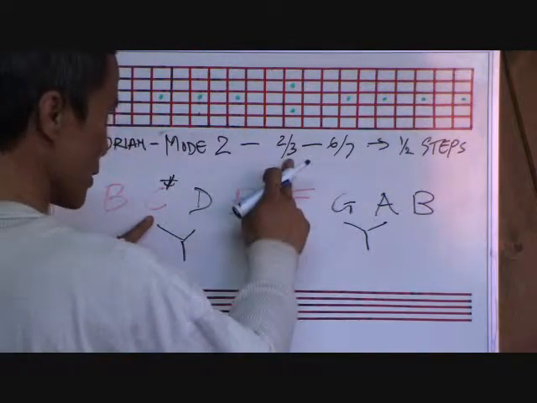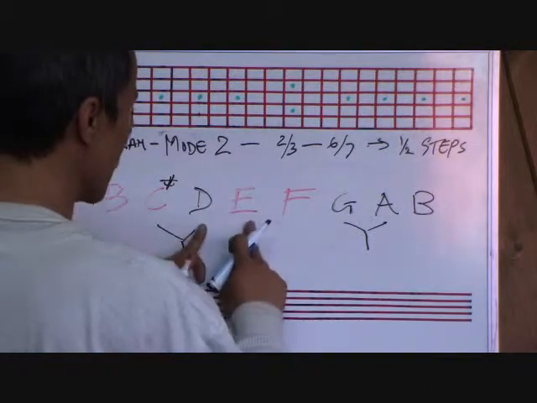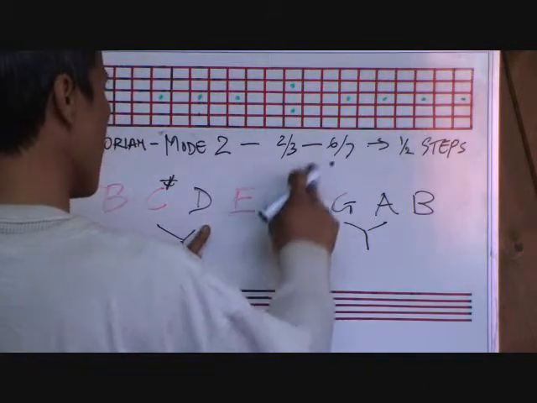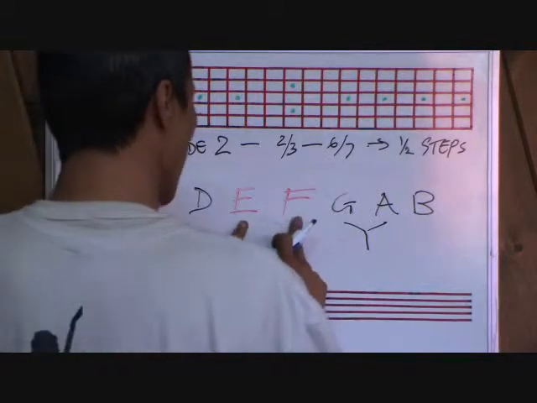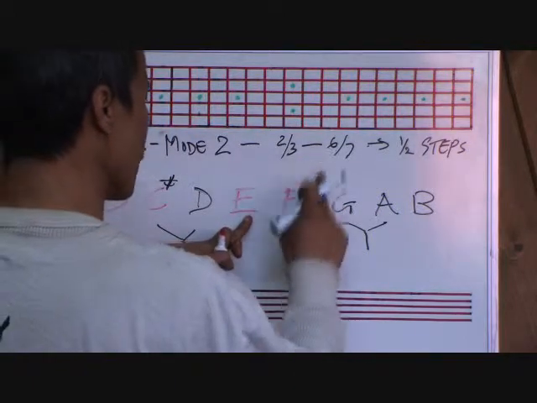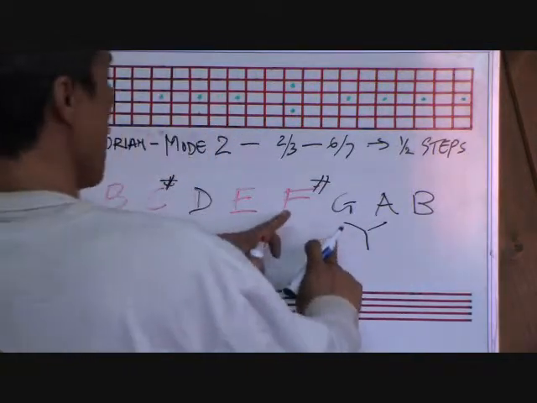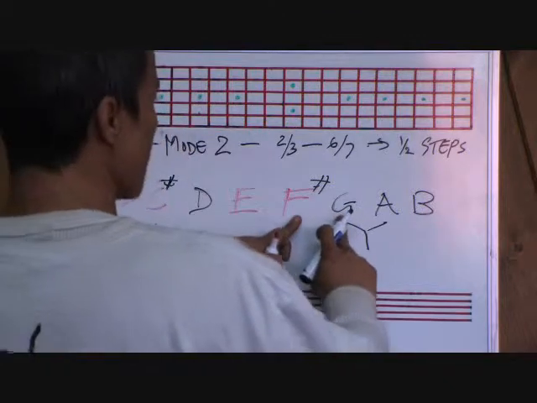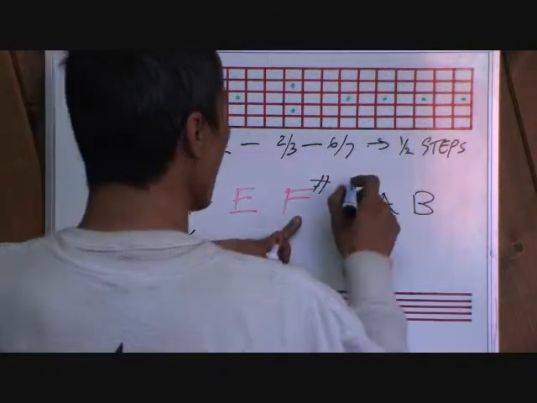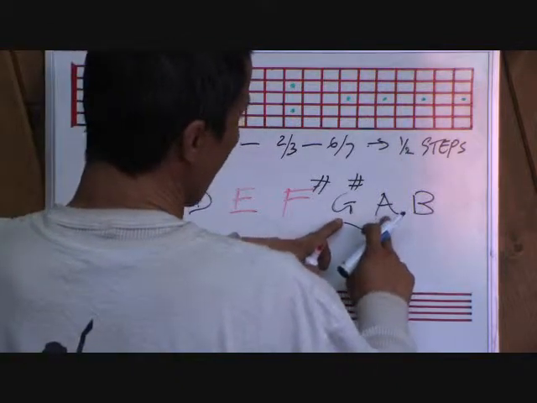The formula says second and third are half step. Leave it alone, it's fine. D to E should be full step according to the formula. E to F is only half step right here. The formula said full step. We need to sharp the F. F sharp to G is a half step. The formula says full step. You need to sharp the G. G sharp to A is a half step.